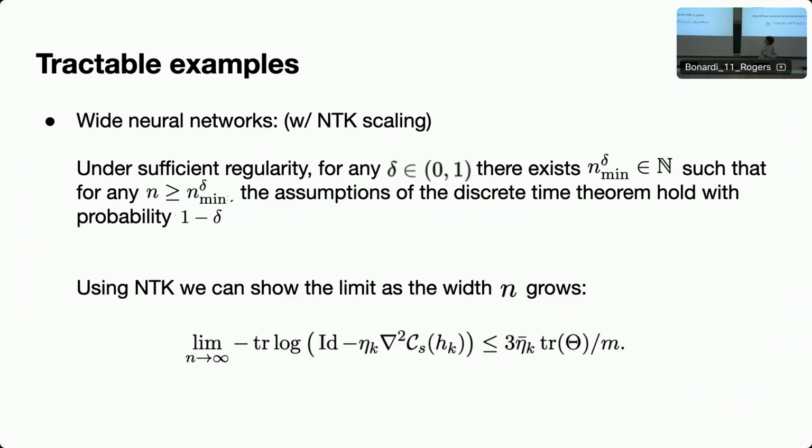Similarly, for wide neural networks, you can show that when the network's wide enough and with the appropriate scaling, the assumptions of this discrete time bound actually hold with high probability. And that this term here, if you're scaling the step size correctly, you can bound it by the trace of the NTK.